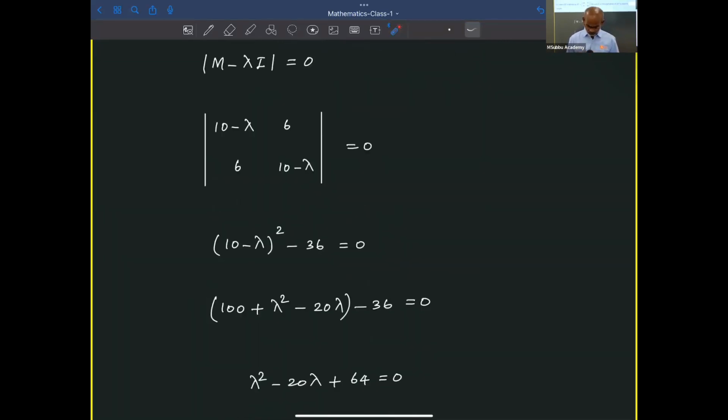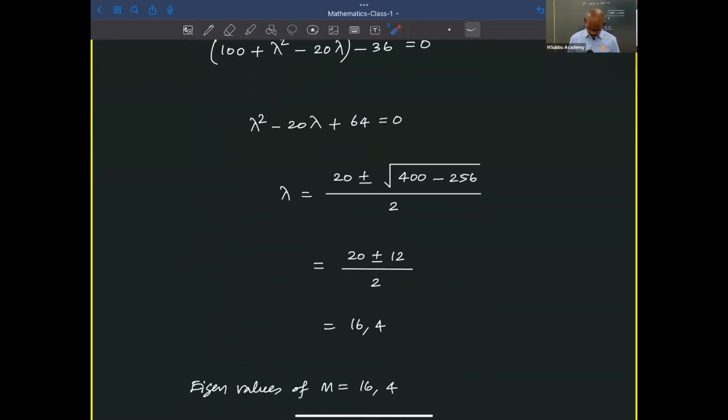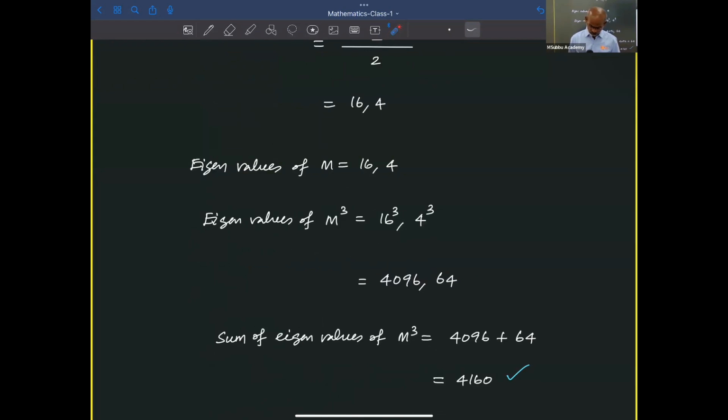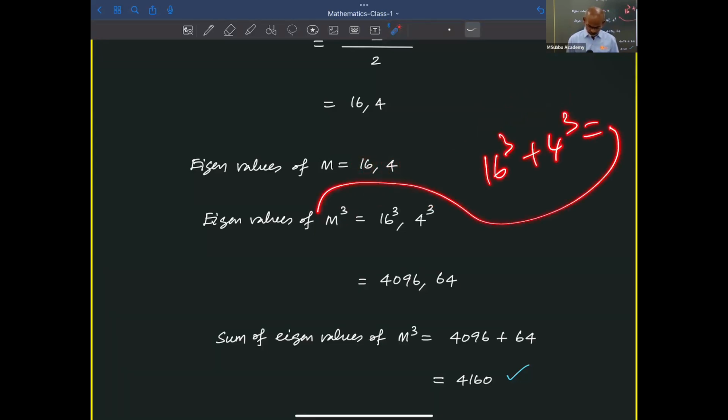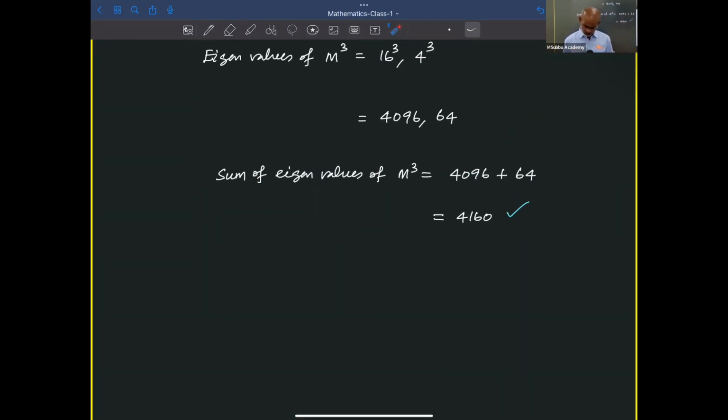What is asked is the sum of the eigenvalues of M cube. The sum of the eigenvalues of M cube is simply the sum of the cubes of the eigenvalues. For M, we have 16 and 4, so the total sum is 16 plus 4. But what is asked is the sum of the eigenvalues of M cube, so that will be simply the corresponding elements cubed, that is 16 cube plus 4 cube. That is the summation of the eigenvalues of M cube. That is the simple rule we can easily apply.